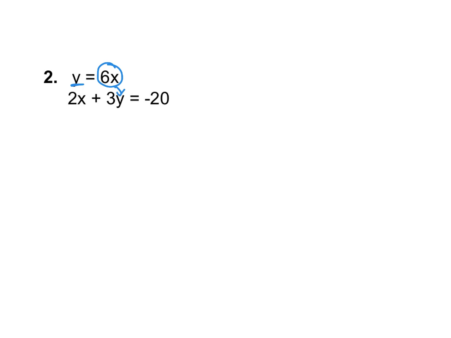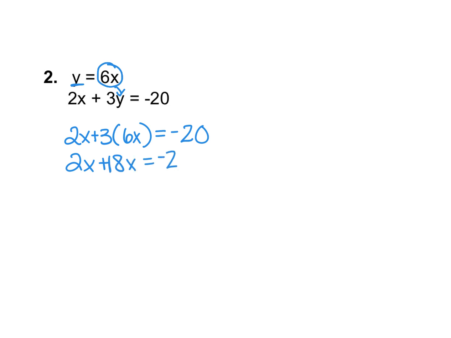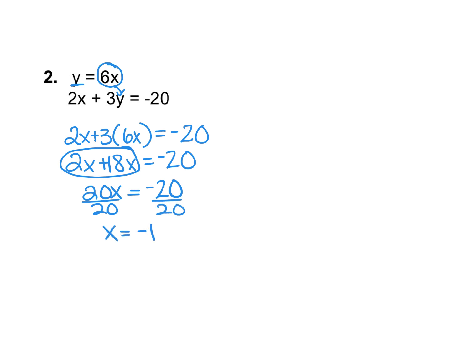I'm going to rewrite the equation I have here. I've got 2x plus 3, and now what we're saying is that y is 6x, so I'm going to replace that y with 6x, and it's equal to negative 20. Now we have to simplify and solve for that x. So I've got 2x plus 18x is equal to negative 20. Now I can combine like terms, so I have 20x is equal to negative 20. Then we divide by 20, and x is going to be equal to negative 1.